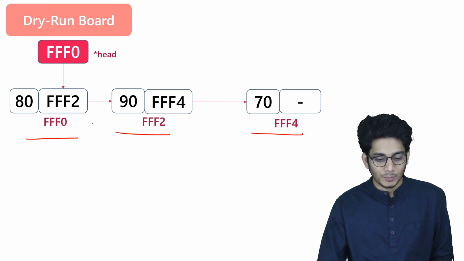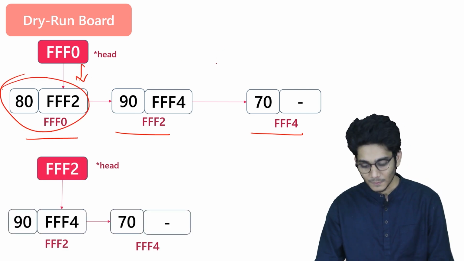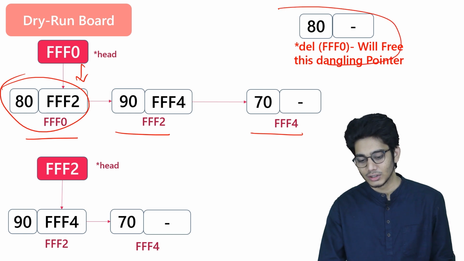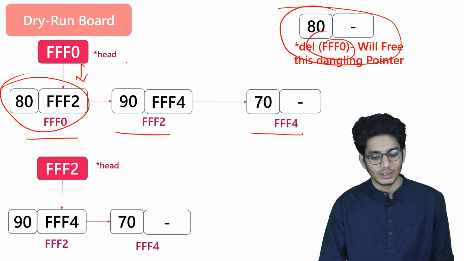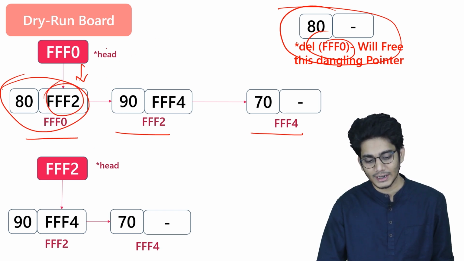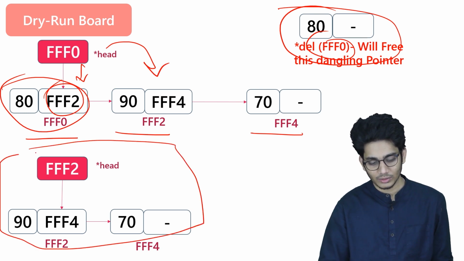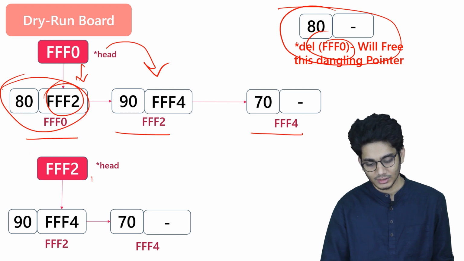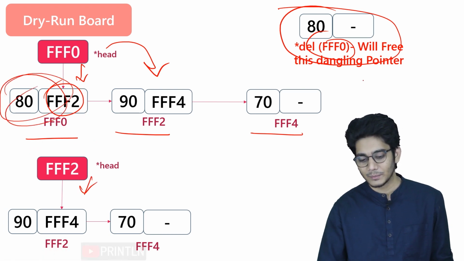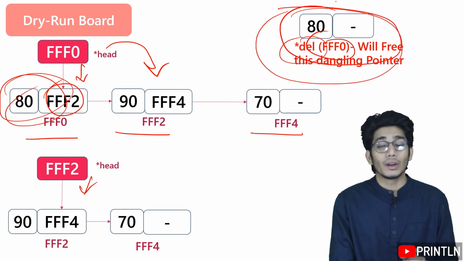So our head is pointing here. Now we'll store our head into del, so del will contain FFF0. Then we'll move the head pointer. Head next is FFF2, so head will point to this node. Then it will be the final list. Now head is pointing to this node, and we have the old memory at del. Now at last we'll deallocate the del. So we have successfully deleted the first node from the list.